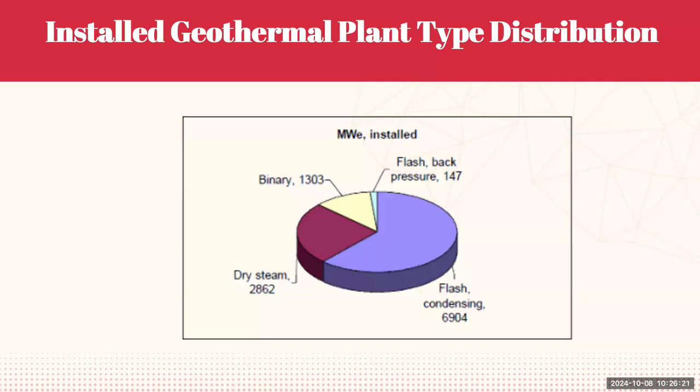Dry steam plants account for 2,862 megawatts, a significant portion, particularly in locations with abundant natural steam like Italy and California. Binary plants contribute around 1,303 and are growing in use due to their ability to operate in lower temperature regions. Flash back pressure plants make the smallest share with 147 as they are less efficient compared to the other plants. So this distribution reflects that flash and dry steam technologies are actually dominating the market at the moment, but there are also binary plants expanding in lower temperature areas.